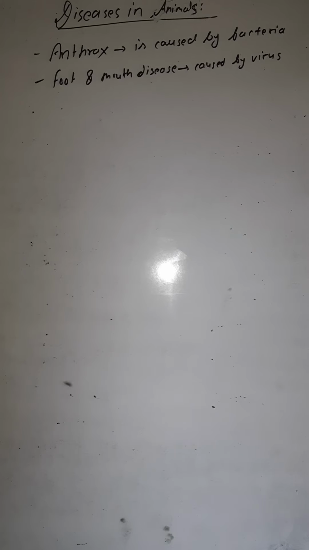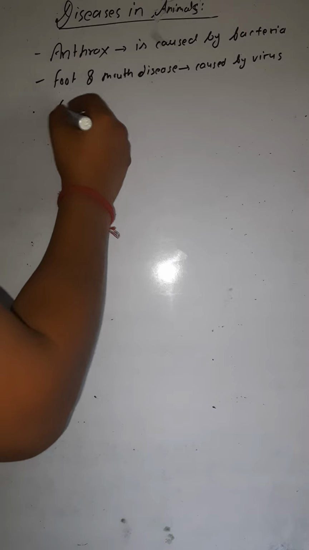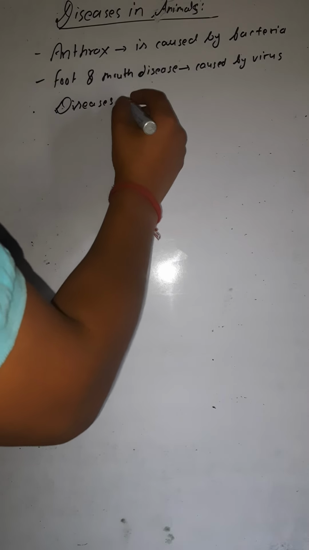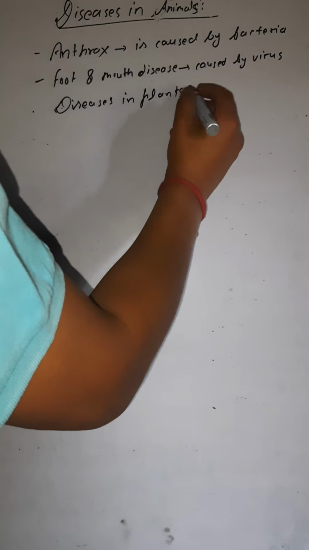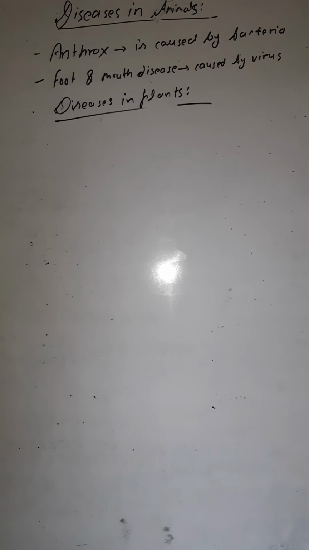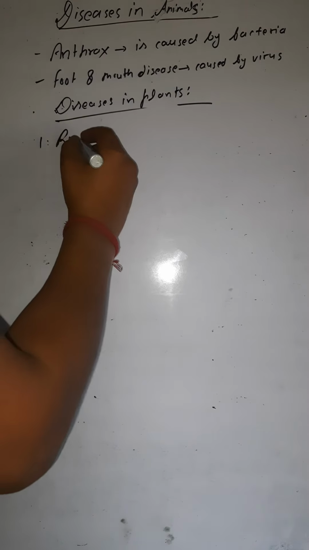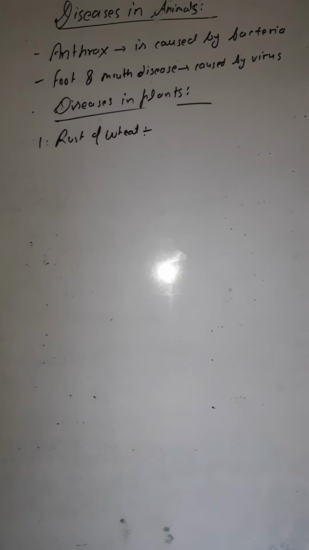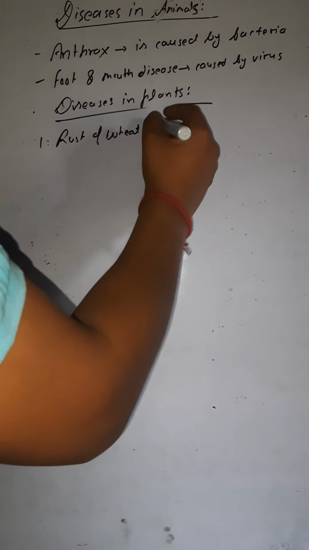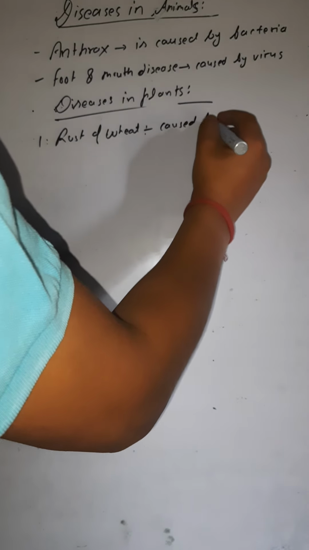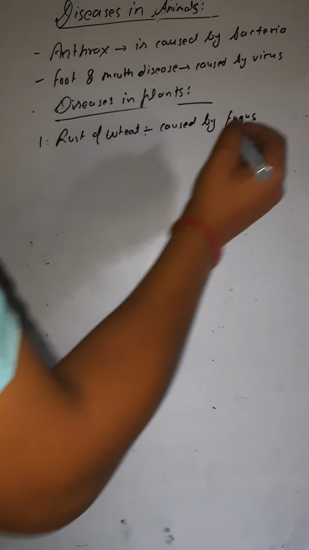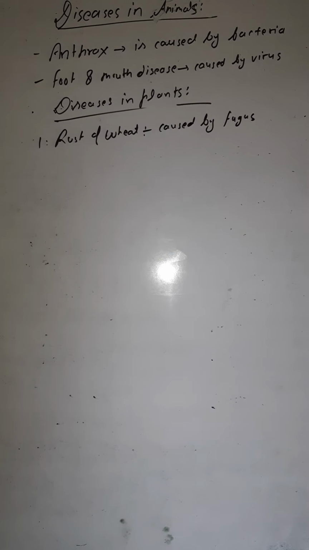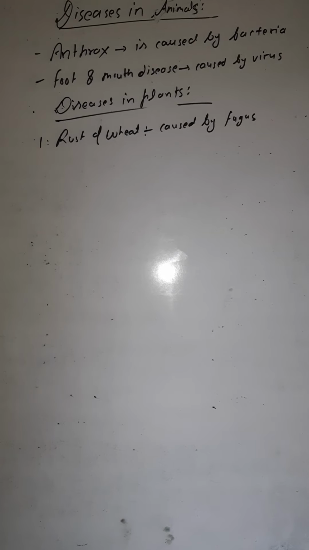At the same time, plants are also susceptible to many sorts of diseases. Here I'm writing diseases in plants. The first one is rust of wheat. It is a very common disease, caused by a fungus. You can see some fungus on wheat, so it is known as rust of wheat.